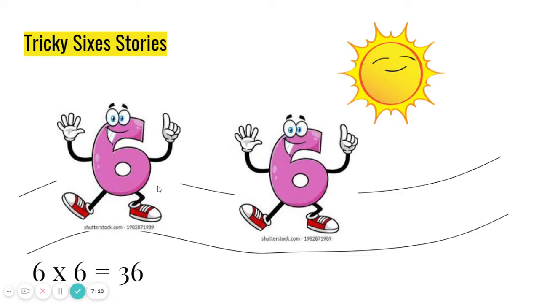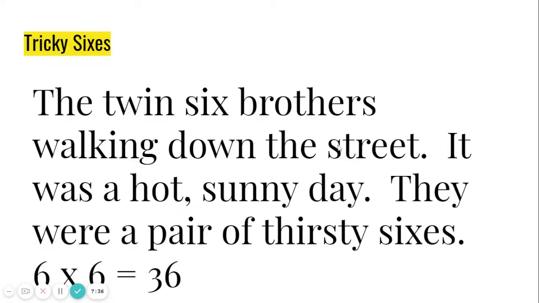Tricky 6 stories. Here's my story. Ready? We got 2 twin 6 brothers. Look how cute they are. They're walking down the street. It's a hot, sunny day. They are a pair of thirsty 6's. So the twin 6 brothers went walking down the street. It was a hot, sunny day. They were a pair of thirsty 6's. 6 times 6 is 36.